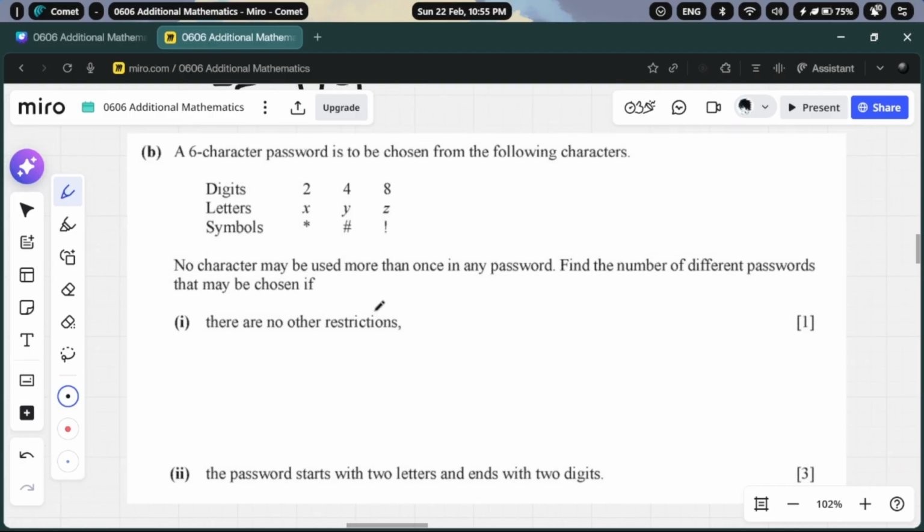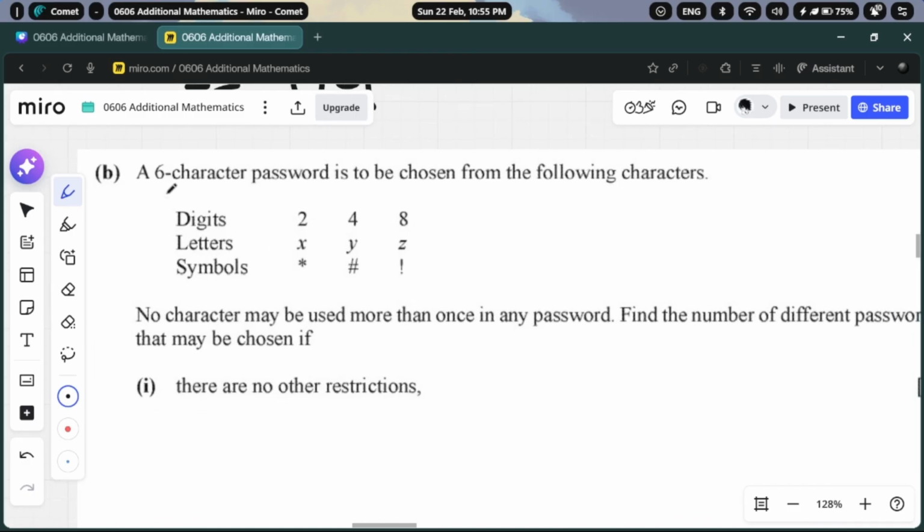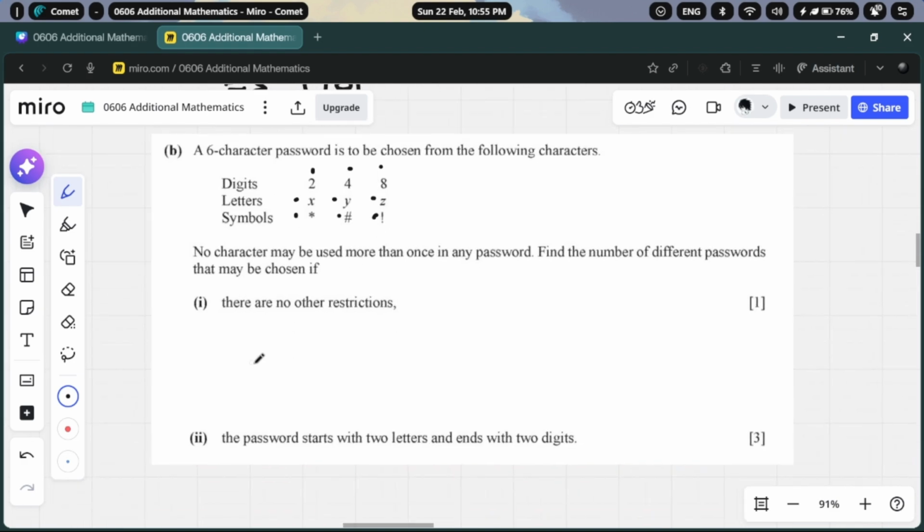Now, since there aren't any other restrictions, you have to choose 6 characters out of 1, 2, 3, 4, 5, 6, 7, 8, 9. So you can simply do 9P6, which gives you 60480.